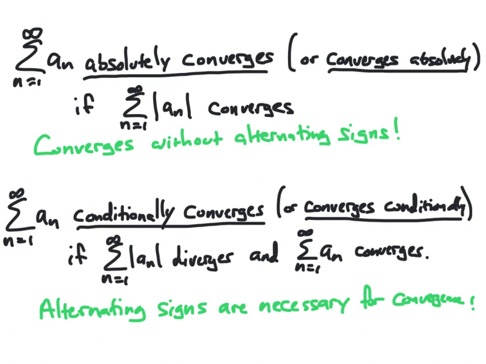We saw this behavior in the series from n equals 1 to infinity of (-1)^n over the square root of n. In this case, that series converged by the alternating series test, but if we took the absolute value of the terms, we ended up with the series of 1 over square root n, and we know from the p-test that that series will diverge.